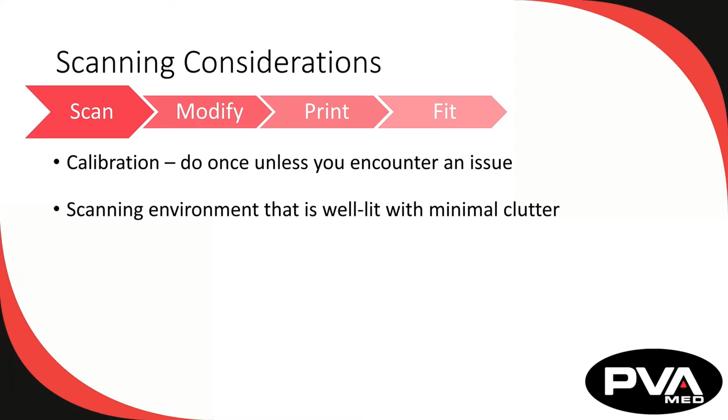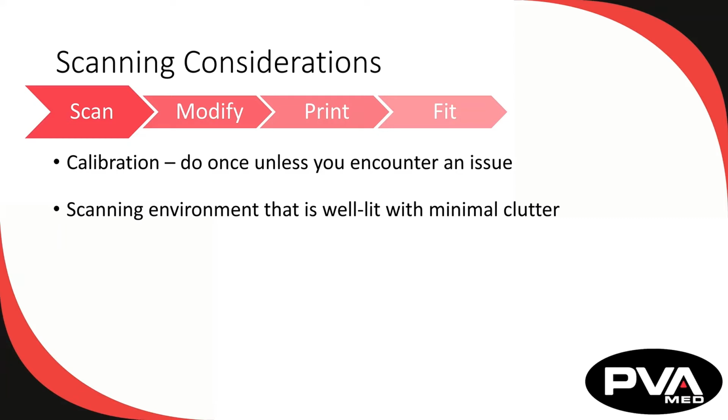Optimal scanning environments should be well lit. White light fluorescent lights work well, are inexpensive, and usually exist in an office setting. If not, you might want to consider buying a fixture for this purpose. Scanning environments should be free of clutter, which can create visual distractions, leading the scanner to have tracking issues and pick up unwanted artifacts in your scans that will need to be removed later in the modify step of the workflow.